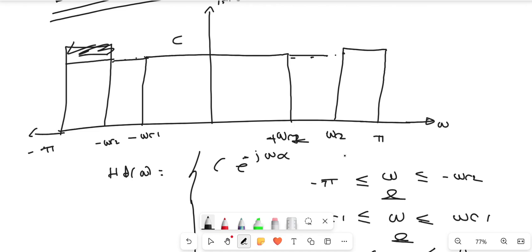So we have seen the desired frequency response of the low pass filter, high pass filter, band pass filter and band stop filter. In the next session we will discuss how to design an FIR filter by using the window method.